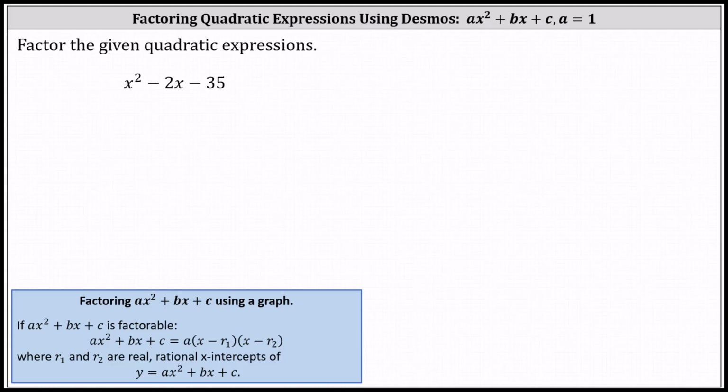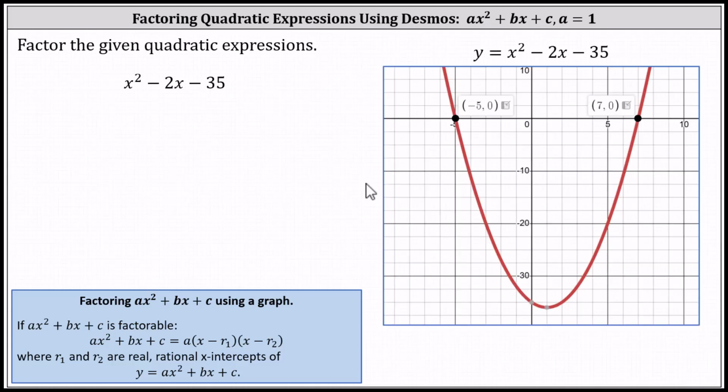the real rational x-intercepts. To factor x squared minus 2x minus 35, we determine the x-intercepts of y equals x squared minus 2x minus 35. And I'll be using Desmos to graph the functions. The nice thing about Desmos is once we have a good view of the graph, we simply click on the x-intercepts, which is where the graph intersects the x-axis. Notice the given equation has two x-intercepts, one at x equals -5 and one at x equals +7. And therefore we can let r sub 1 equal -5 and r sub 2 equal +7.